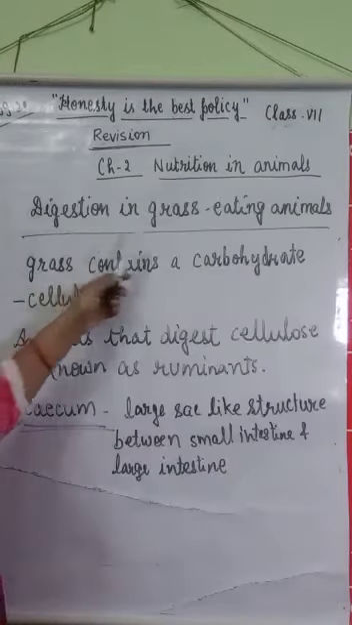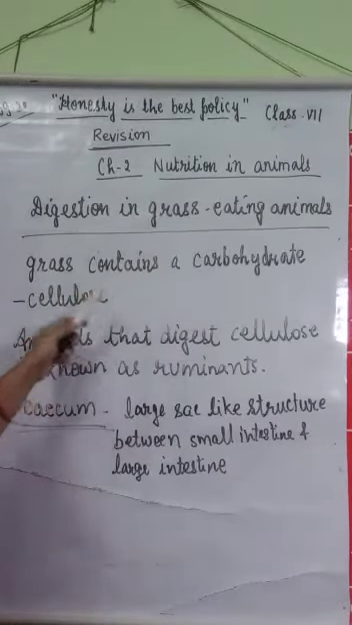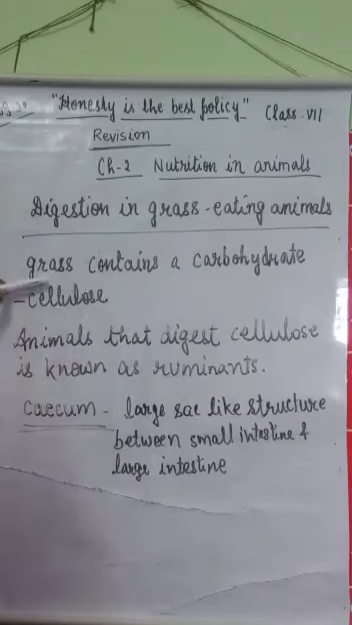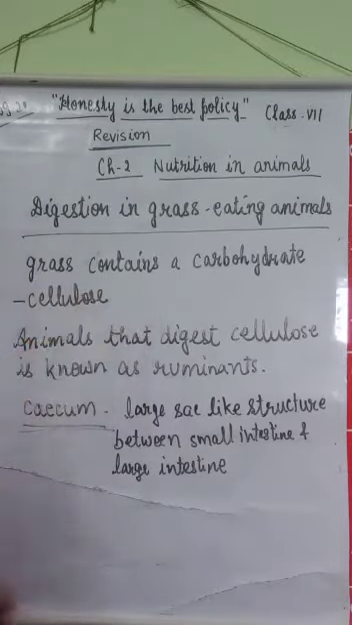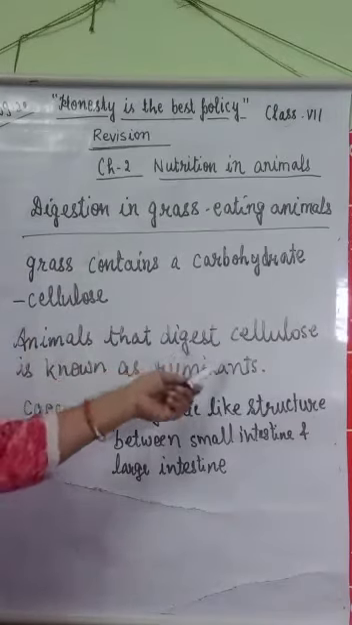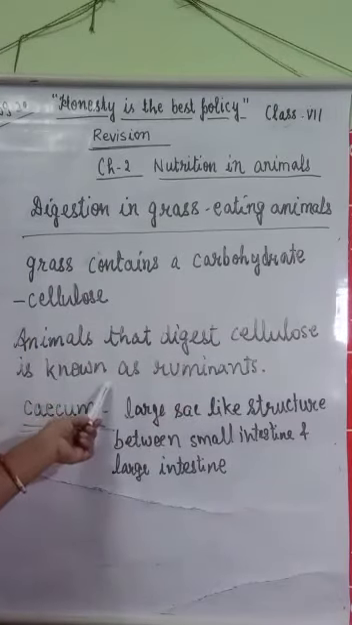Next is digestion in grass-eating animals. Grass-eating animals can digest cellulose that is present in grass. It is a type of carbohydrate. Only some animals can digest cellulose. The animals that can digest cellulose are known as ruminants.